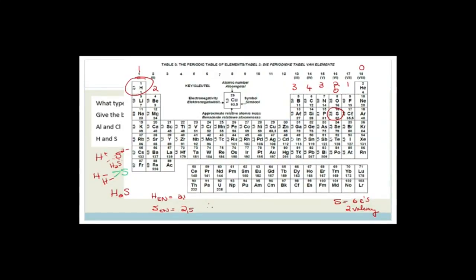Now we need to decide what type of bonding we have. The electronegativity of hydrogen is 2.1 and the electronegativity of sulfur is 2.5. Therefore, the difference is 2.5 minus 2.1, which is 0.4. So this is definitely covalently bonded, because remember that the closer the difference gets to zero, the more purely covalent it is. I'm not even going to go into polar covalent because we didn't discuss that at all. So we can say it's covalent.